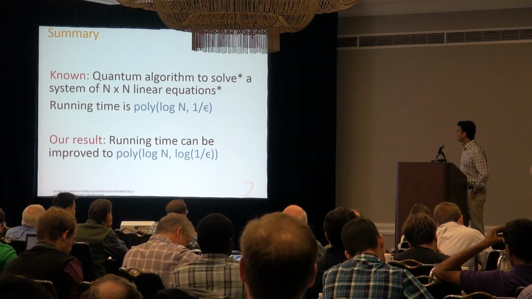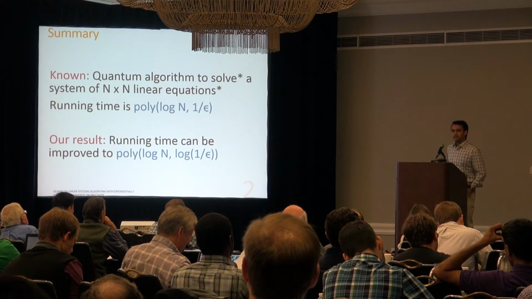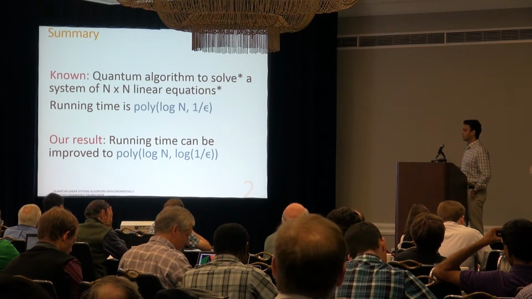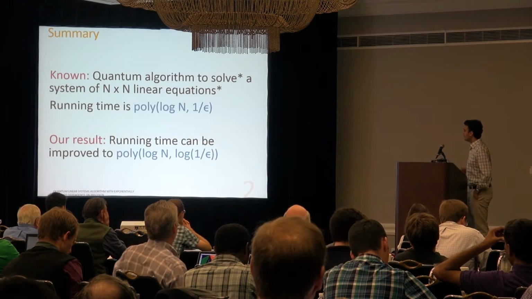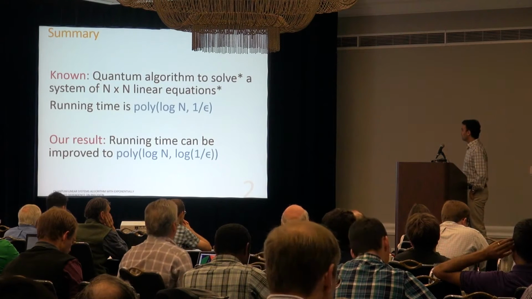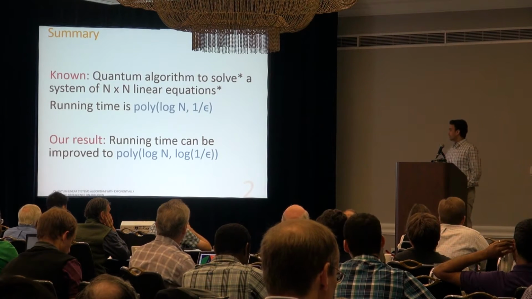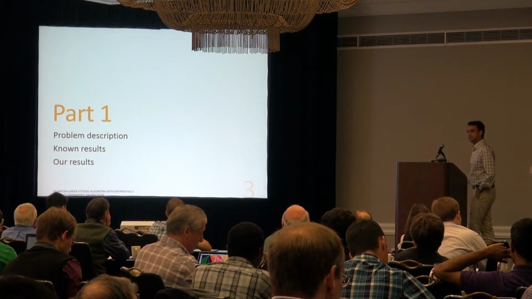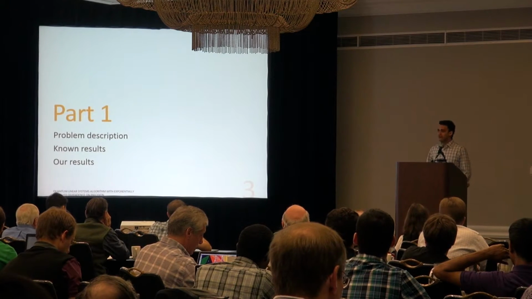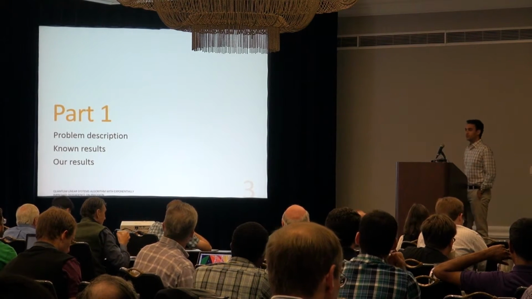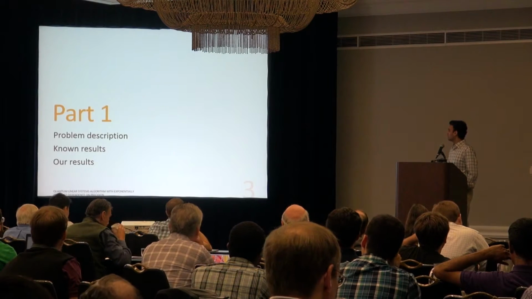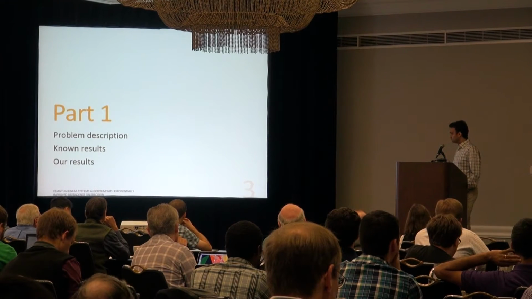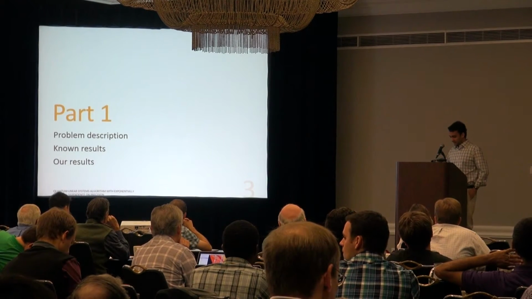Our main contribution is to bring down this error dependence from polynomial in 1 over epsilon to logarithmic in 1 over epsilon. So that's an exponential improvement in the dependence on epsilon. This is our contribution. In the next 40 minutes, you'll hear more about exactly what's going on. The first part of the talk is very high level, and hopefully should be accessible to everyone here, even if you don't do quantum algorithms. At least I'll try to make it that way. I'm going to tell you what the problem's all about, what we know about it, and what we've done. So let's get into it.